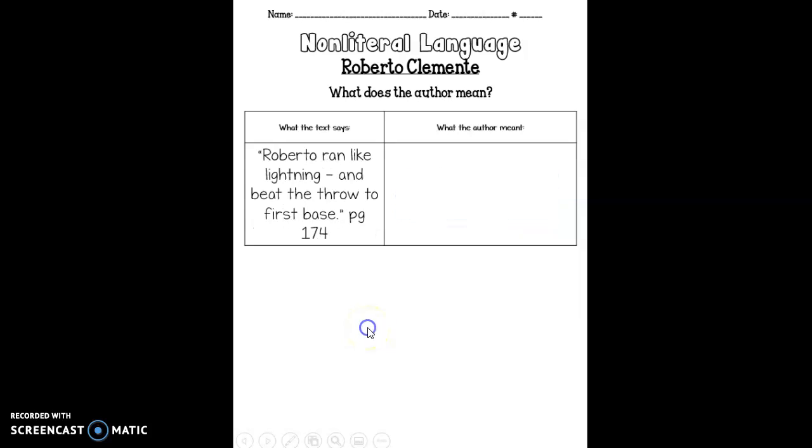Let's try another. On page 174, the text says, Roberto ran like lightning and beat the throw to first base. What do you think that sentence means? If you typed that ran like lightning means that Roberto was fast, he's super fast, you are exactly right. Okay, he ran like lightning means that he's super fast.